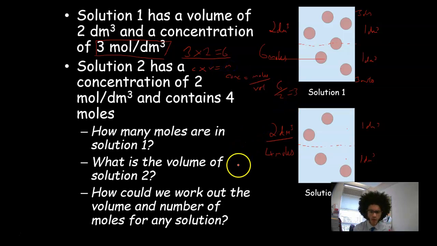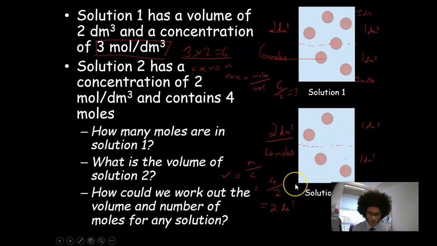Now the other equation which you need to know. So we've done concentration, we've done moles, and then the volume. Now the volume is equal to, I've got 4 moles inside here, but I've got a concentration of 2 moles per decimeter cubed. So to work out the volume, it's simply the moles divided by the concentration. In this case, it would be 4 divided by the concentration of 2 moles per decimeter cubed, which gives you 2 decimeter cubed.